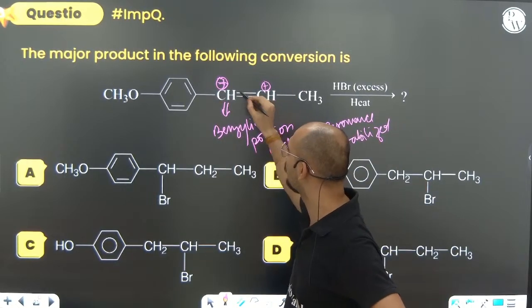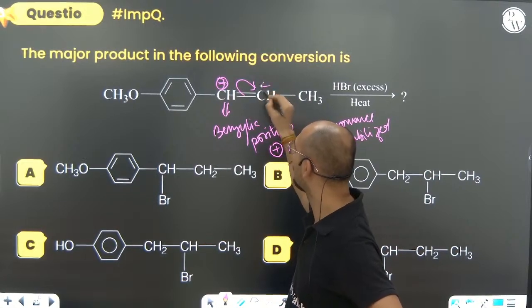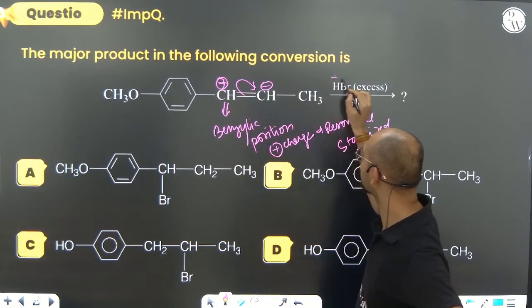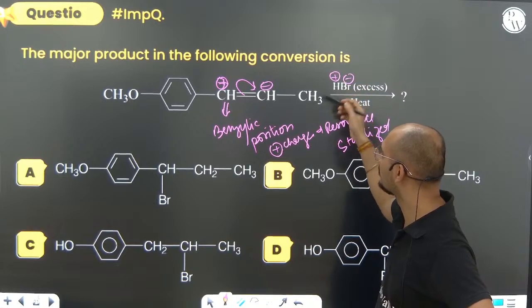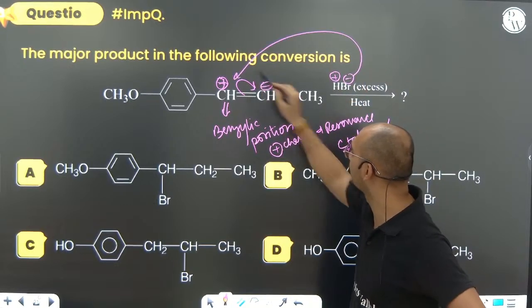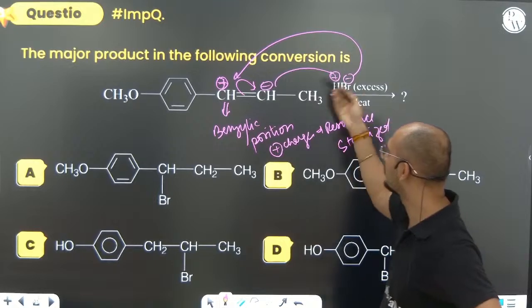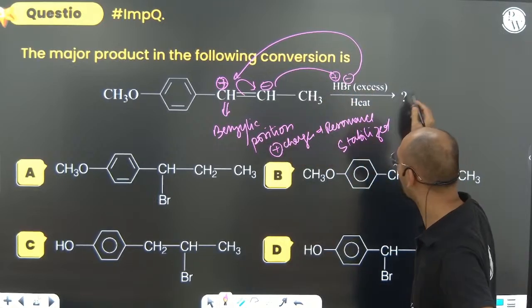In such a case, I hope you all can see that the negative part will come here. If the negative part comes here, then break H plus and Br minus. What will be there? Of course, Br minus will be going here. H plus will be coming here. So think for yourself, what will be the final product.